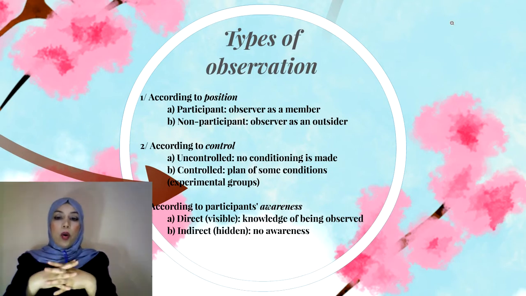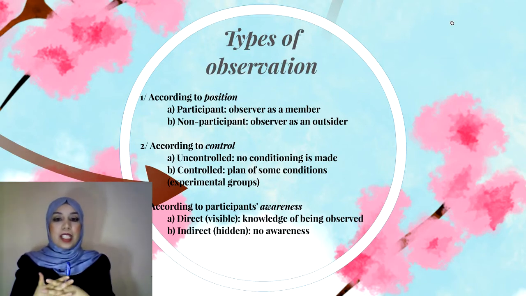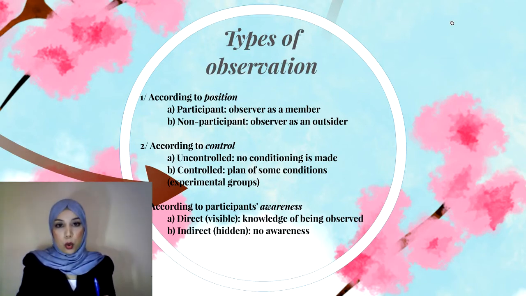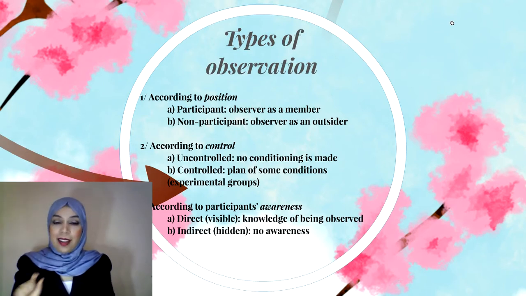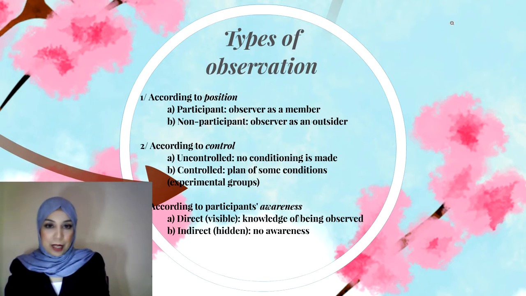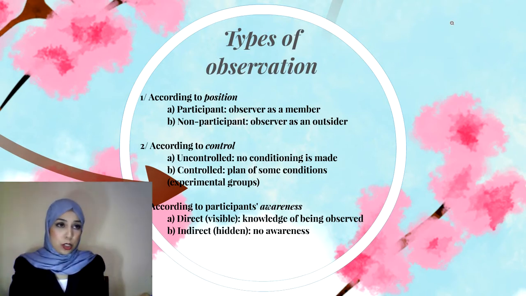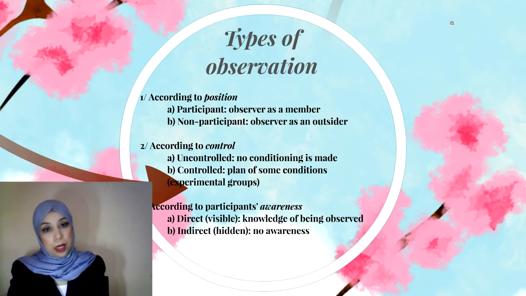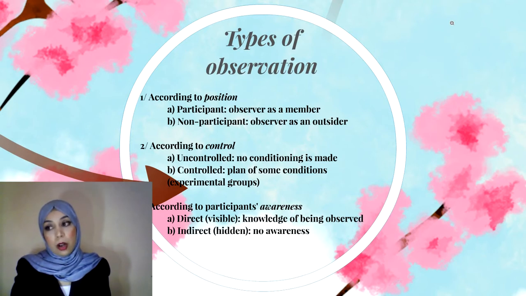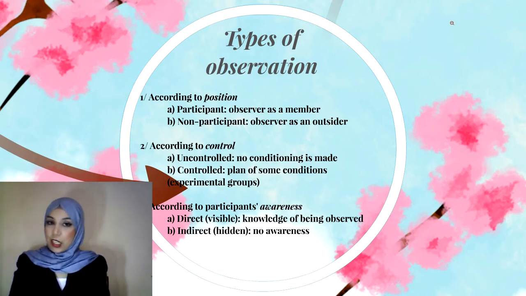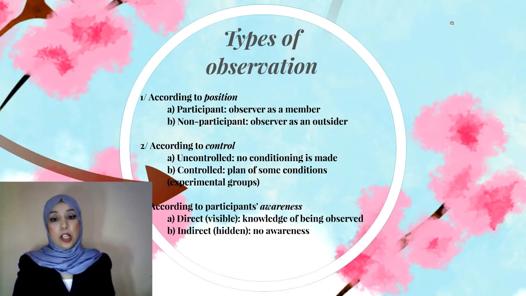Now, for the second type, observation differs according to control. If you remember, the term control is tightly related to experiments. So we say controlling the behavior or conditioning the behavior. In this case, you might ask: we have said that observation is related to naturally occurring behavior, so how can we control the behavior of participants and call it a part of observation? This is a good question that is going to be asked here.